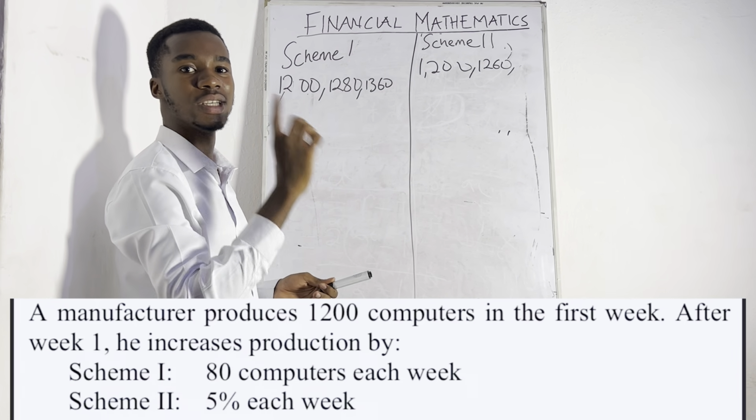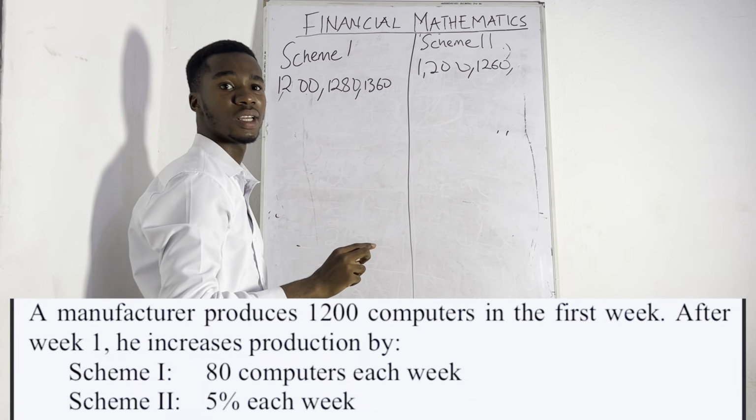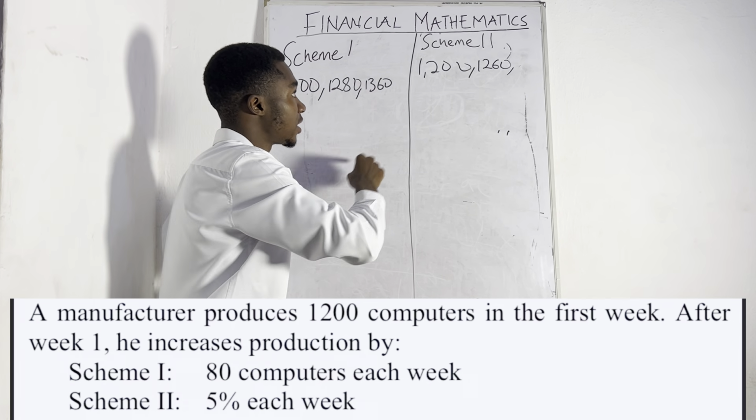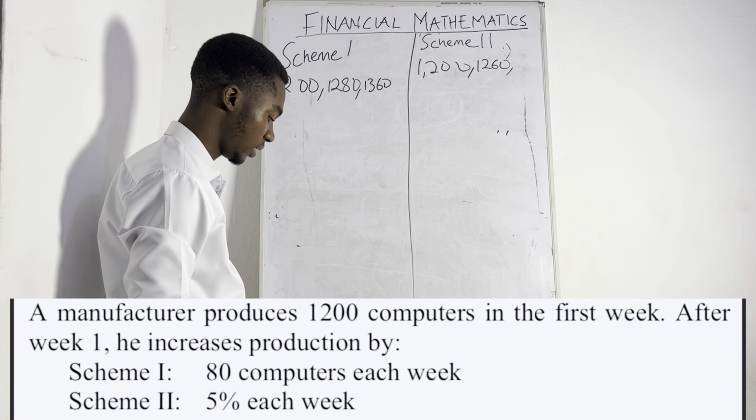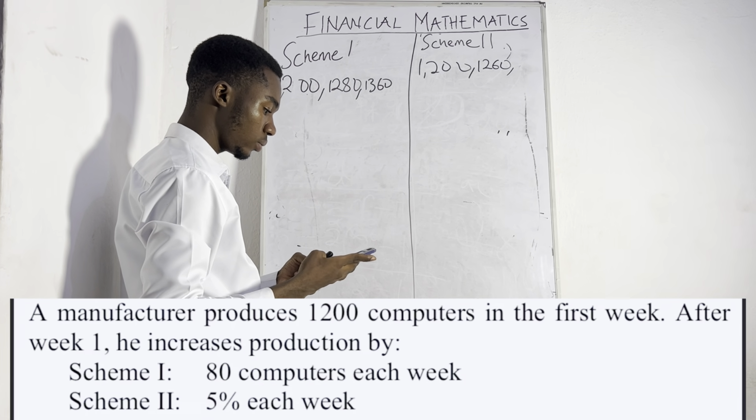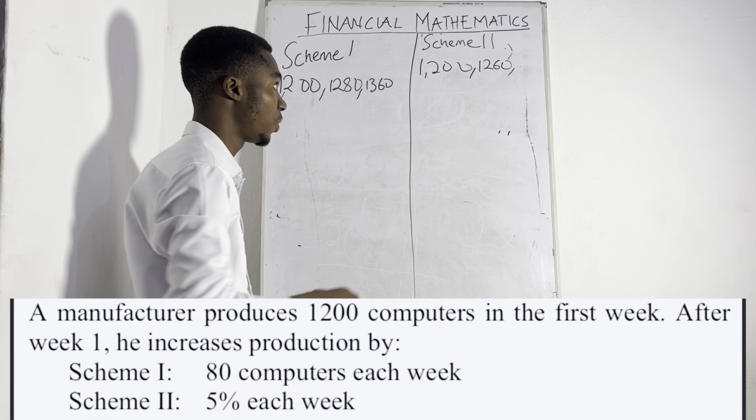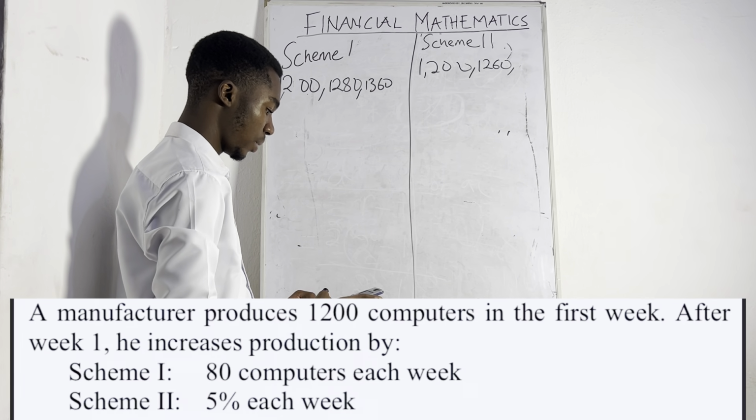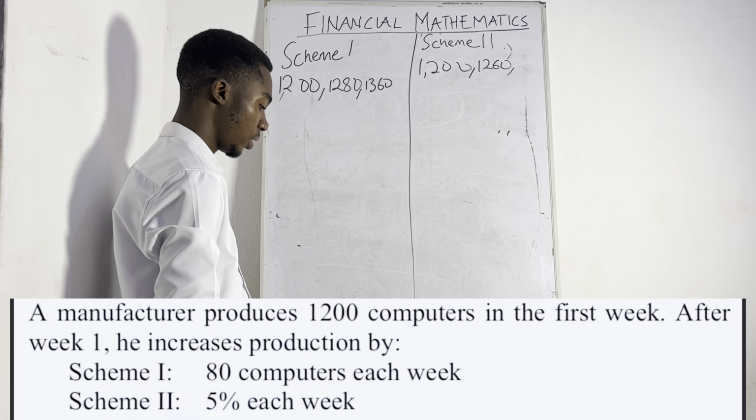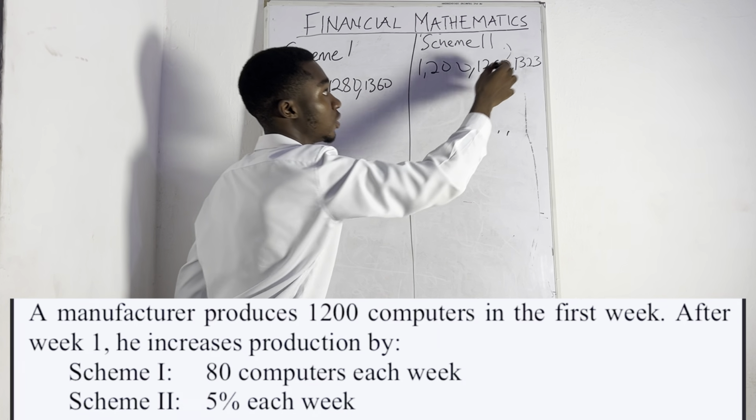Now, if you want to know what he's going to get in week 3, you take 5% of 1,260, not 1,200, because it says he increases production by 5% each week. You get it? So you take 5% of week 2, which is 1,260. So 5 over 100 times 1,260. You are getting 63. So you add 63 to whatever you got in week 2. So 63 plus 1,260, you are getting 1,323. That's your third term.